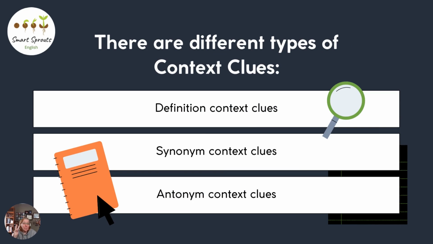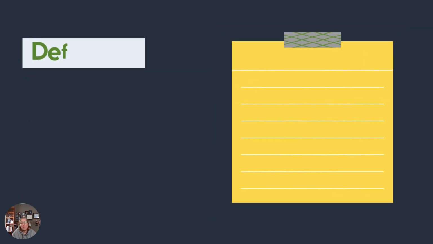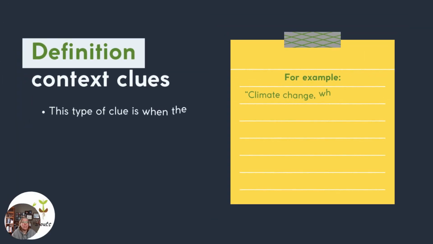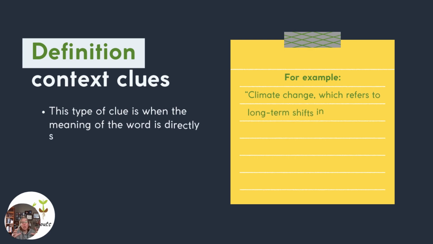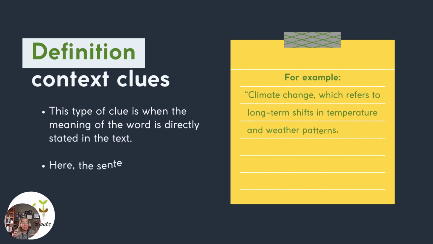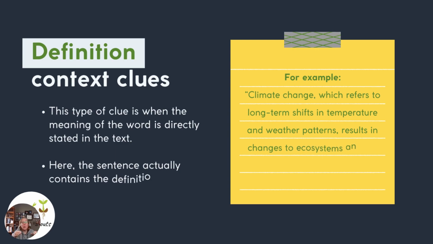There are 3 different types of context clues. We have definition context clues, we have synonym context clues, and we have antonym context clues. We're going to look at each of these context clues and an example. With a definition context clue, the meaning of the word is actually right in the story or in the text. So if we look at this example, this sentence actually contains the definition of the words climate change.